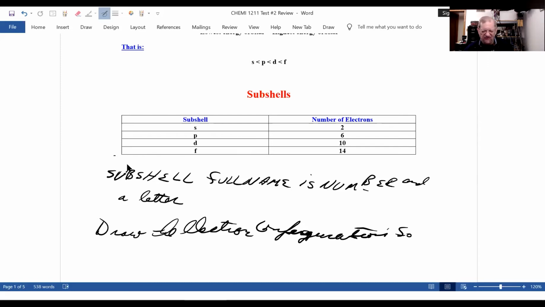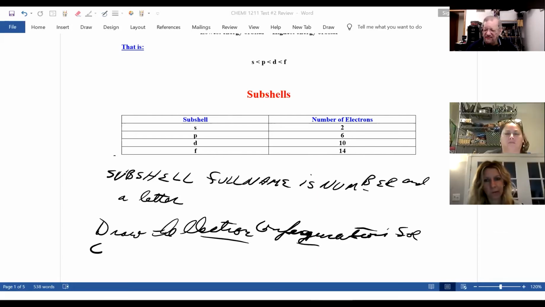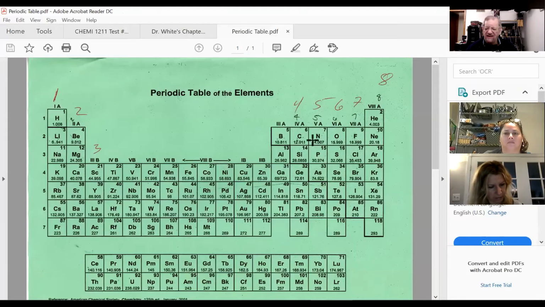This is draw the electron configuration for, hold on, let me reposition my tablet, for carbon. And now when you're doing electron configuration, that's all the electrons. And if we look at our periodic table, once I open it up, hang in there. Everybody see the periodic table? That's funny. Zoom says you should. Let's do it again. Now do you see it?